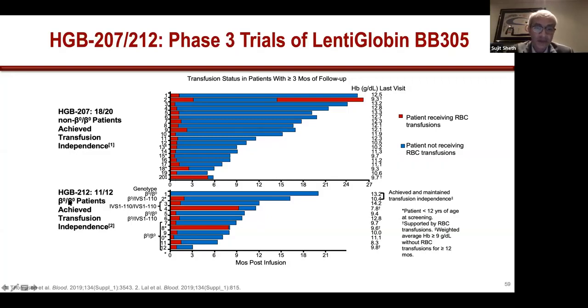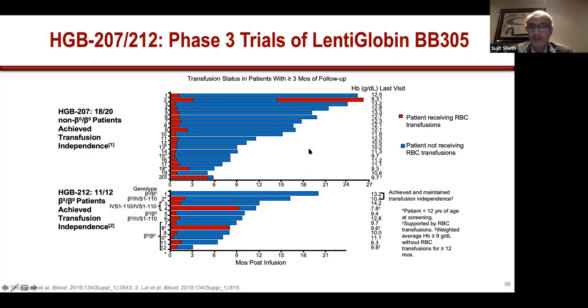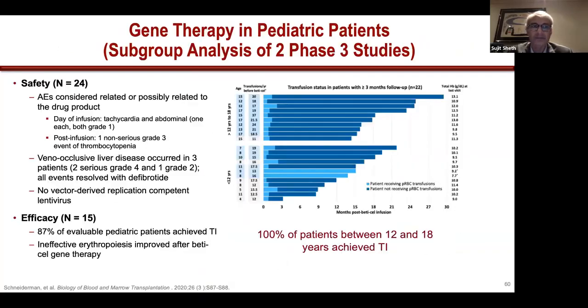And then these are the beta 0 patients, and you can see here that these results are definitely better than the earlier trial results. You can also see here towards the right that the hemoglobin levels of these individuals were actually a bit higher than the ones you can see here. And so overall, these two trials had about a 90% transfusion independence in individuals with both non-beta 0 beta 0 as well as beta 0 beta 0 thalassemia.